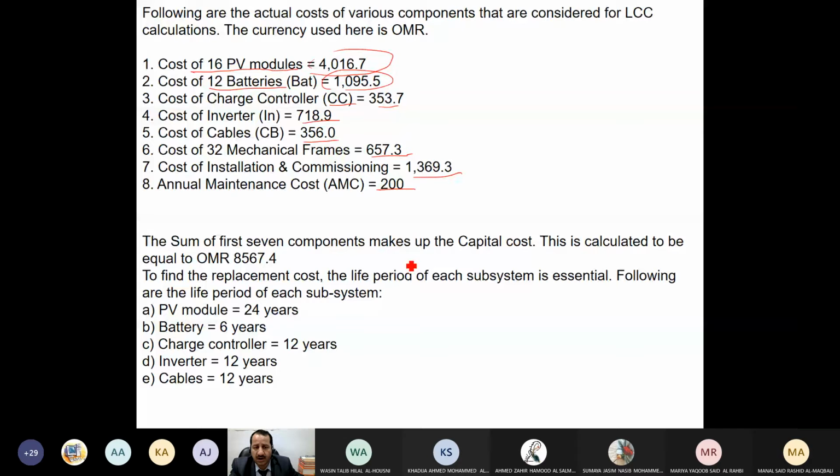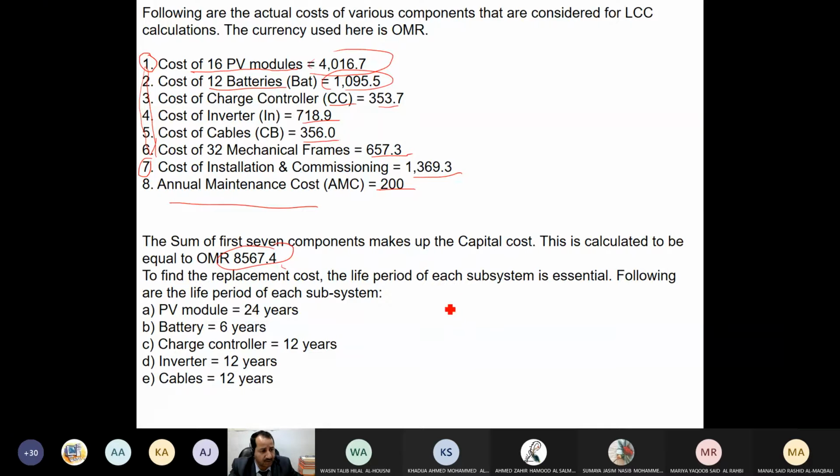Now, first of all, I will calculate the capital cost. Capital cost means the cost I pay at the beginning, which is the cost of all these components from 1 to 7, all of them included in the capital cost. Maintenance cost is not included because every year I will pay it, so I will not include it. So this is the total amount.